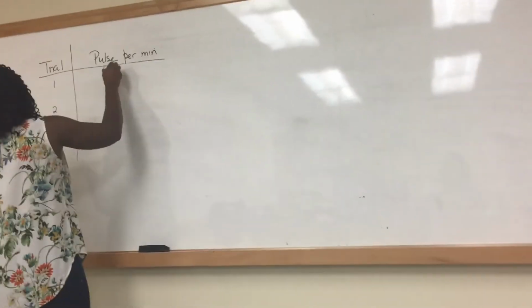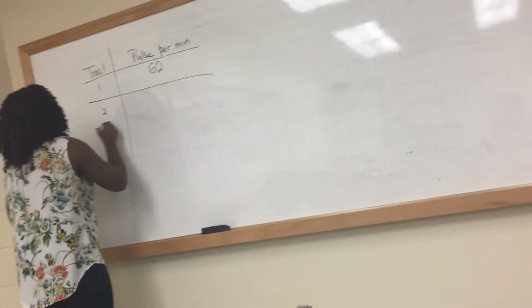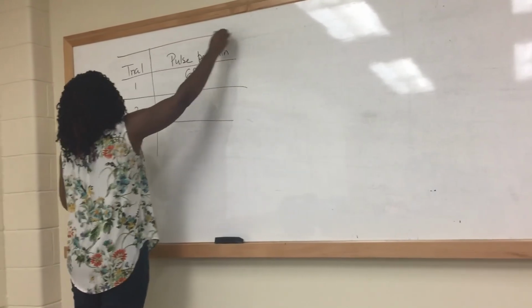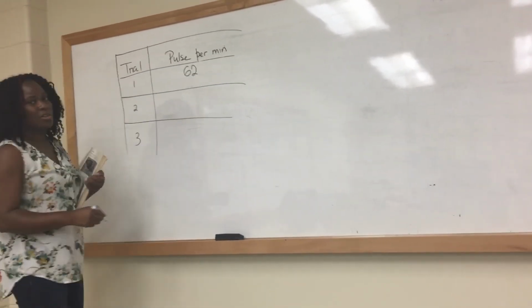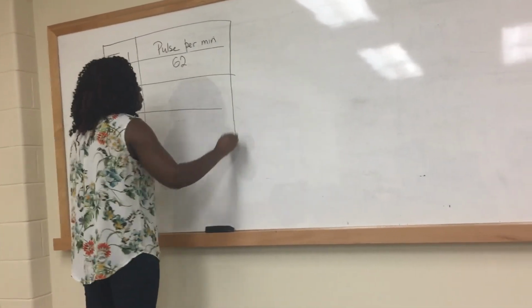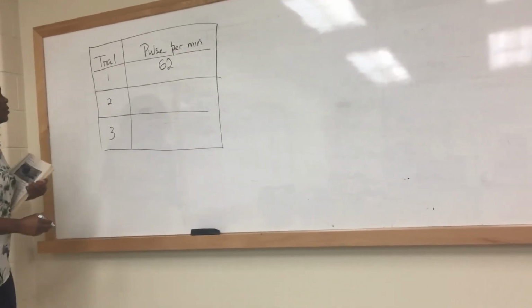All right, so the number for trial 1 is 62 pulse in 1 minute, and then you will get 2 more data sets. You can use your cell phones as a stopwatch or as a timer to get this part of the lab done. So you're going to do the other 2 values.